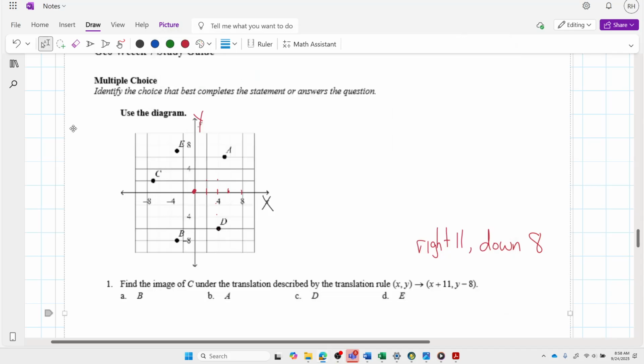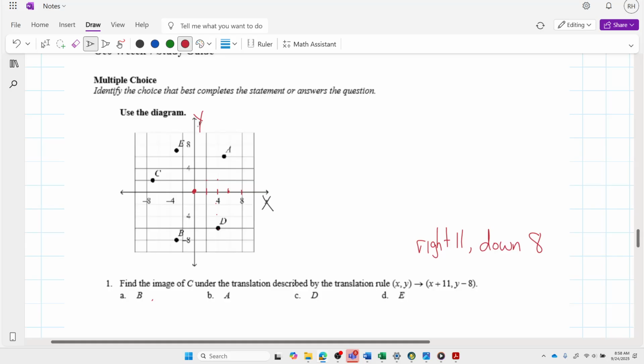All right, so here we go. Number 1 again. We're going to find the image of C. That means we're going to translate C using this translation rule. X plus 11 would be right 11, and y minus 8 would be down 8. So we're going to go to point C, and we're going to go to the right 11 units.